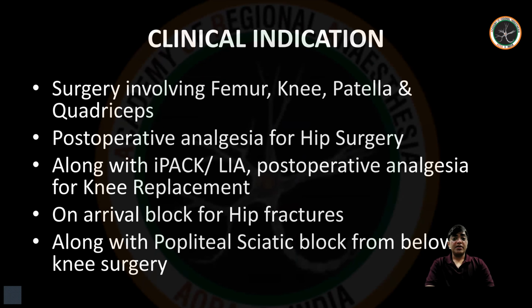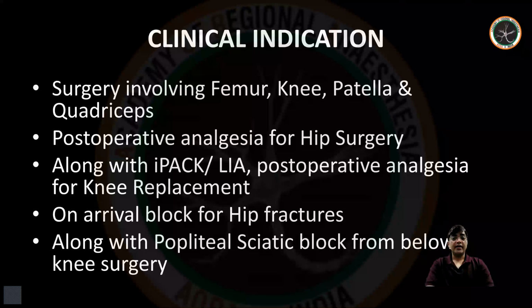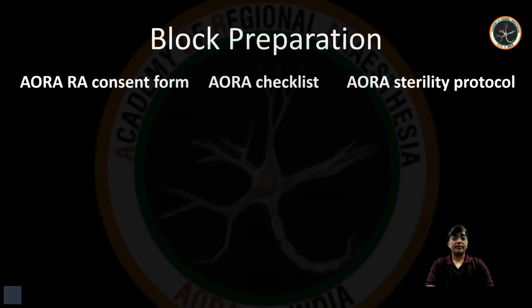For postoperative analgesia for hip surgery and knee surgery, the femoral nerve block can be given. For knee surgery, the femoral nerve block is combined with IPACK or LIA. For below knee surgeries, it can be combined with the popliteal sciatic block. For hip fractures, a block on arrival with femoral does wonders and aids in good analgesia.